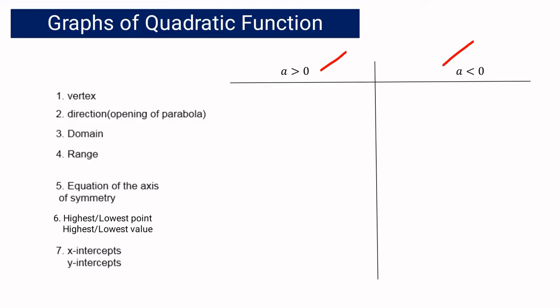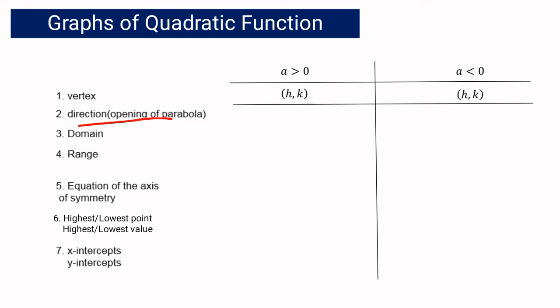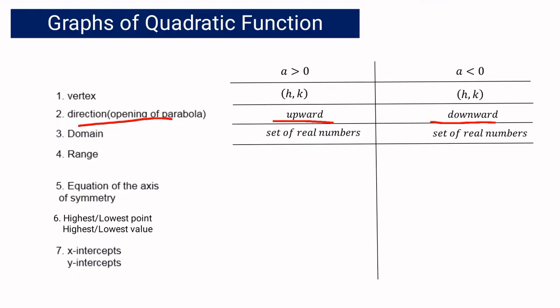Let us begin with the vertex. Is there a difference? No, it is the value of h or the coordinates of the values of h and k. How about the direction of the parabola? If a is greater than 0, it is upward. Less than 0, it is downward. How about the domain? Pareho lang, the set of real numbers.